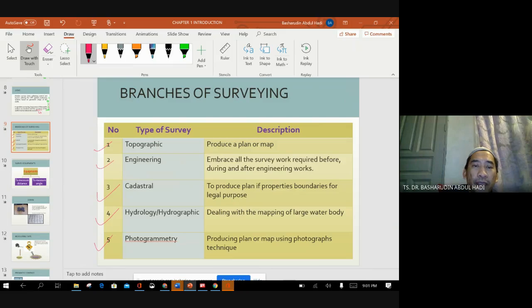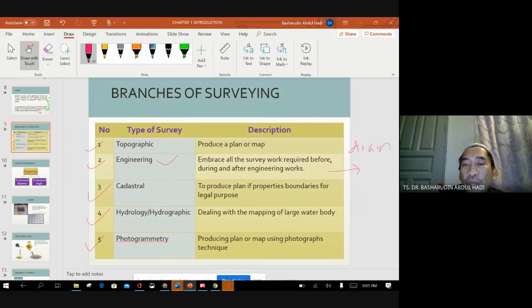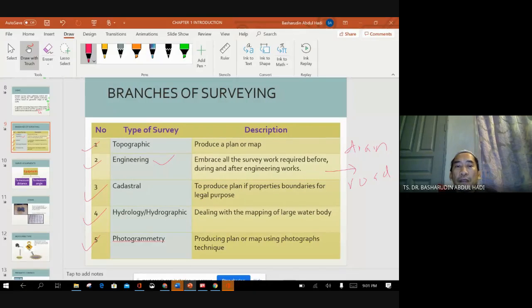Okay, next. Engineering. Embrace all the survey work required before, during, and after engineering works. And because you already understand the fundamentals of surveying to make a contour, you also know how to set up a survey for drainage, for drains. You already know how to set up a survey for road construction.